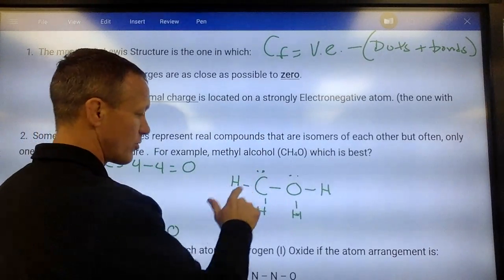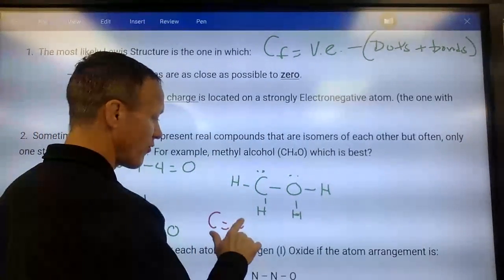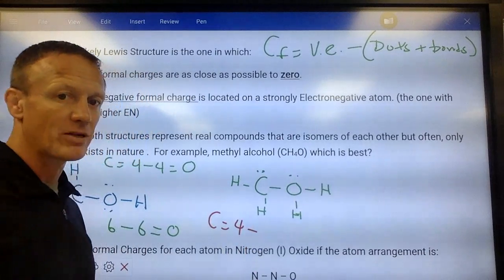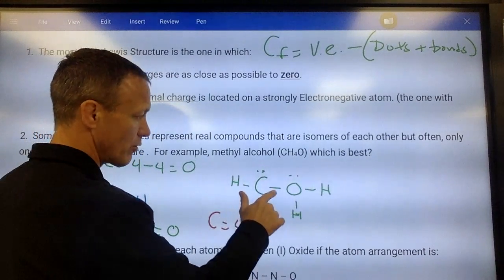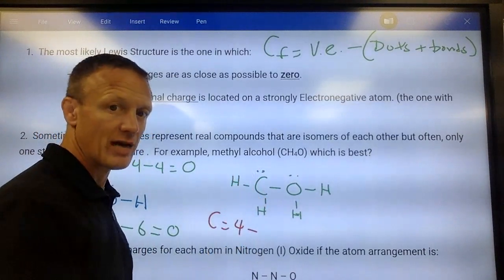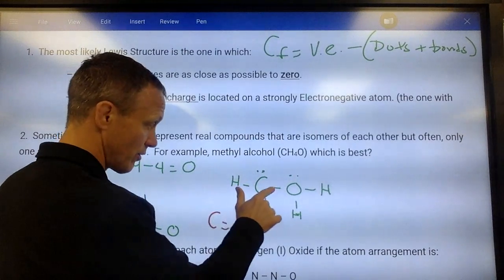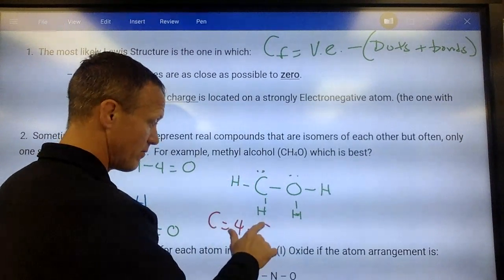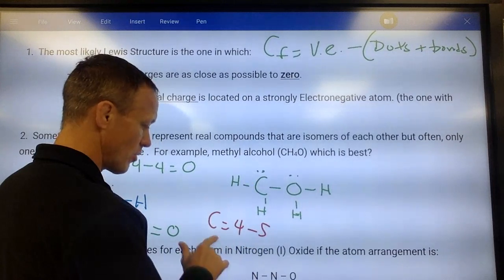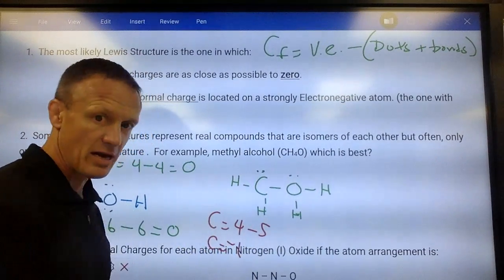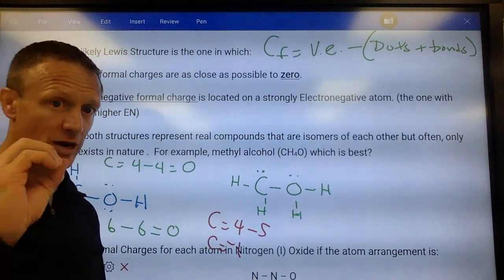if we get carbon's formal charge here, carbon would be its valence electrons 4, minus the dots plus the bonds. 1, 2, 3, 4, 5. Dots count as individual ones, so 1, 2, 3 bonds, 2 dots. 4 minus 5, carbon there is a negative 1 formal charge. 0 is always better.